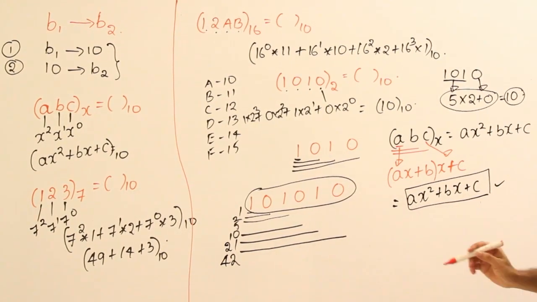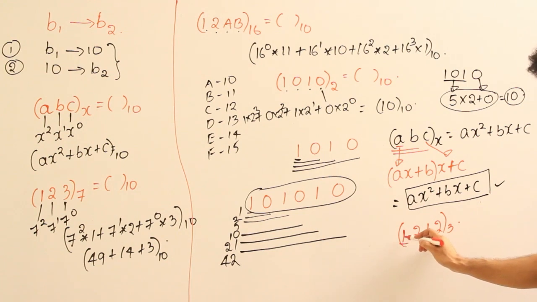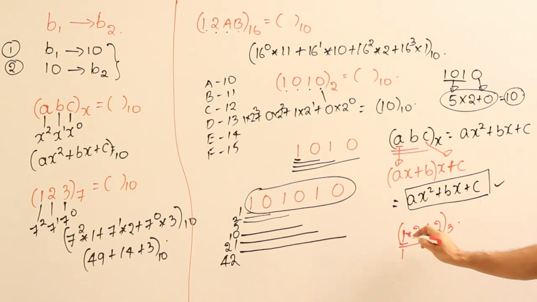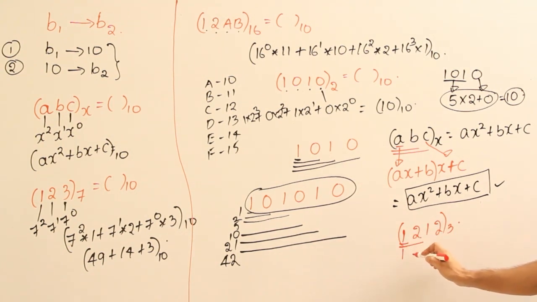So for example, if you want to see what the value of 1 2 1 2 in base 3 is, how to do it? The value of this one is 1, and what about the value of 1 followed by 2? 1 into 3 plus 2, which is 5. The value of this entire thing is 5 now.